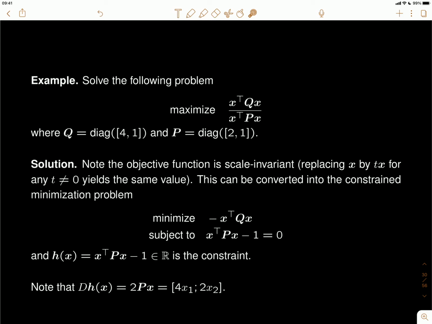To convert it to constrained form, first look at the property here. If we scale this x by any scalar, it doesn't change the value.